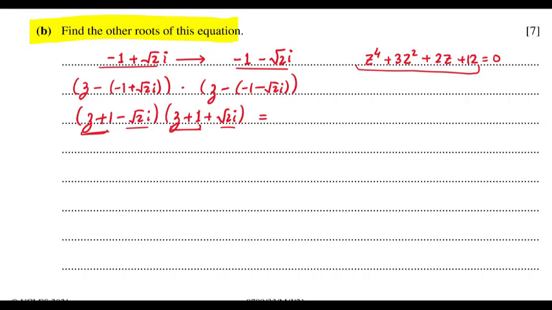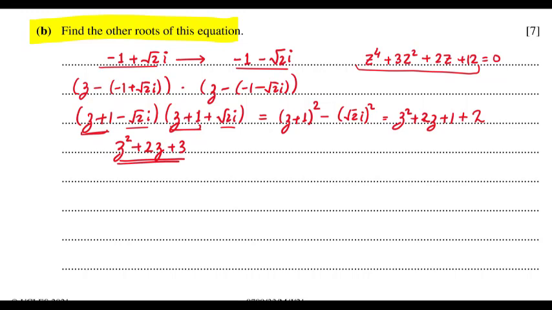So it is (z + 1)^2 - (√2 i)^2. I am using a small z so that we will not confuse z and 2. So it is z^2 + 2z + 1, and minus i^2 means minus of -1, so it is plus, and √2 squared is 2. So we got z^2 + 2z + 3, and this is a factor of this polynomial.